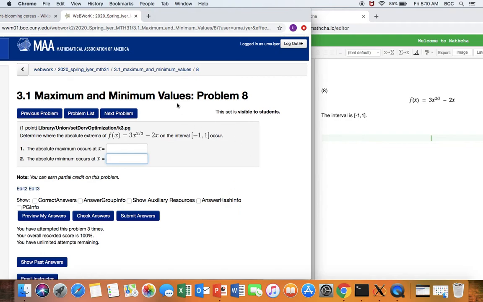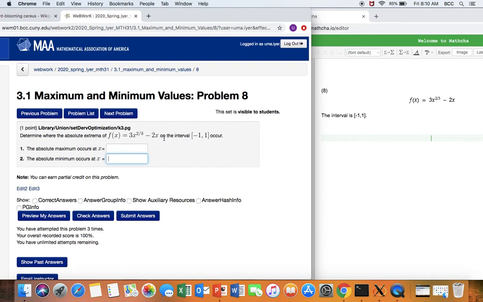So the next problem is problem 8. Here, determine the absolute extrema. Absolute extrema means maximum or minimum. That is extreme, maximum or minimum. So they want you to find the absolute maxima or minima of f(x) equals 3x to the power 2/3 minus 2x on the interval -1 to 1.